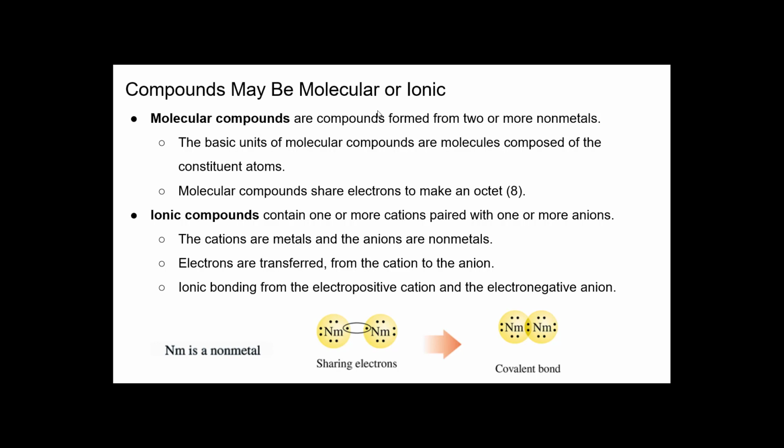So now we're going to try to go even more into understanding how and why compounds form. So we're looking at two nonmetals. If they form a pairing, what they're trying to do is form an octet around each atom. And they will do that by sharing electrons in order to fill that. So this Nm means nonmetal and this Nm means nonmetal.